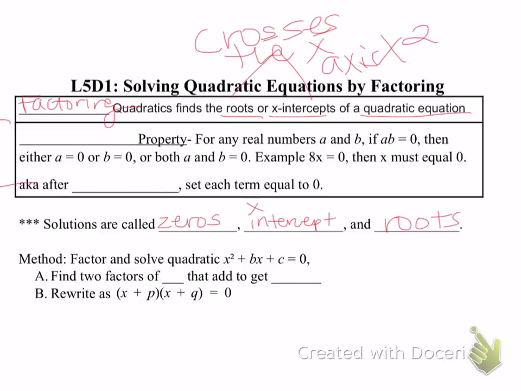So how we do that is we find factors of c that add to get us b. Here's our equation: x squared plus bx plus c. We need to find factors of c, which is the number without any variables, that add up to b, which is the number with just x. We would rewrite that in factored form, which we'll learn about here shortly.